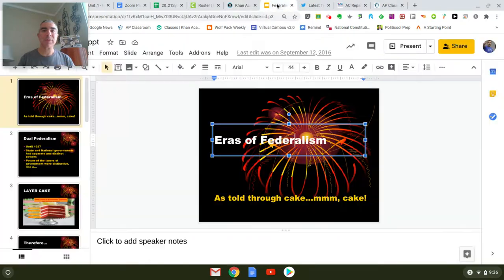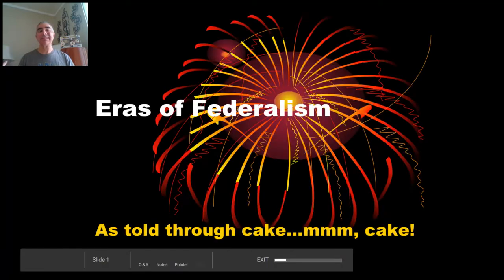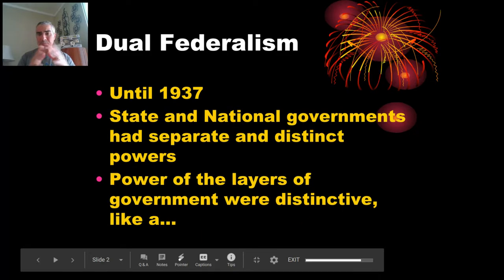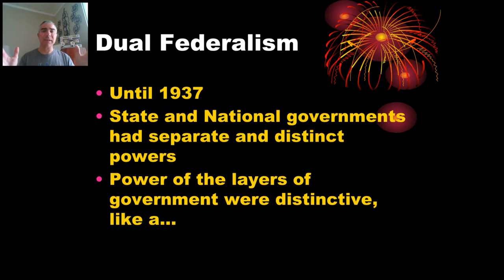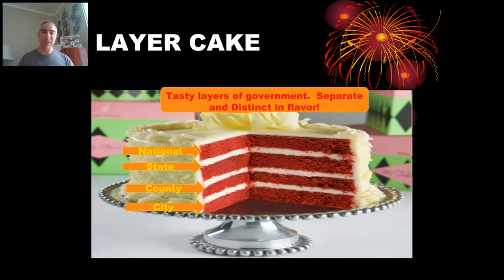Okay, last thing I want to do with you guys to start you out is just go over a little bit about federalism and how it's changed over time. Again, it's that relationship between national and state governments. And to help you guys kind of get excited about federalism, we're going to talk about it through cake. So, dual federalism, that's the AP Gov term. It's how the national government and state governments are very separate and distinct in their powers, which is like a layer cake. And so what I'm encouraging you to do this week is take some time out of your schedule and eat some cake so you can fully understand how federalism works.